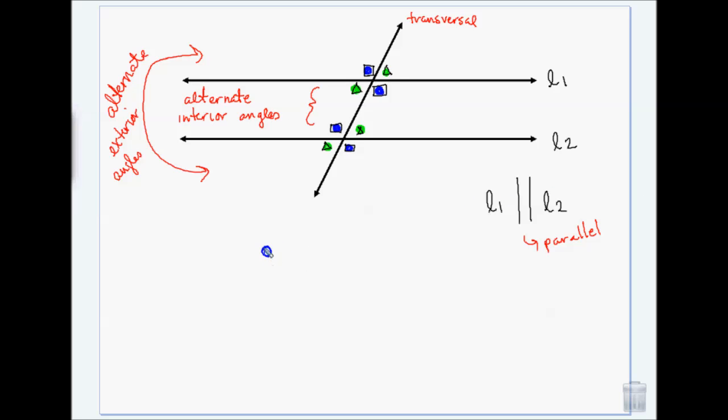All of the blues that I happen to make squares are equal. And all of the greens that could also be triangles are equal. And any blue and any green, if I add them together, equals 180.